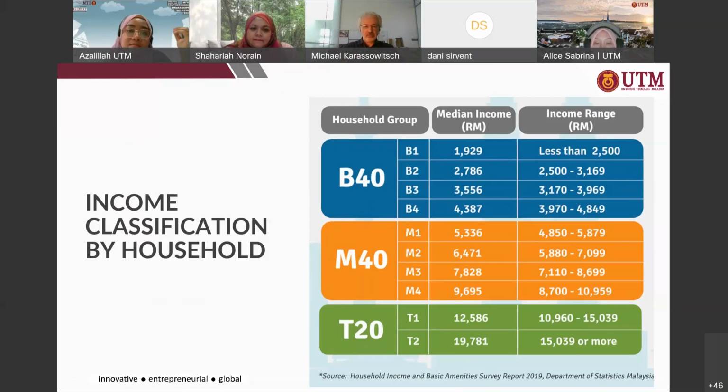For your information, the Malaysian government has set the minimum income rate at 1,200 ringgit. That means the minimum is B1, or below B1, in the B40 group. So that is the real situation why most of us are facing the problem of affordable housing.